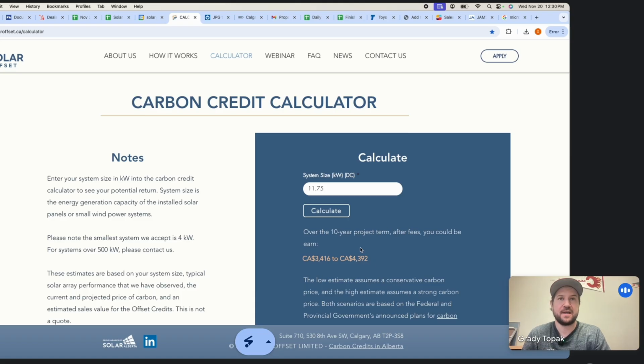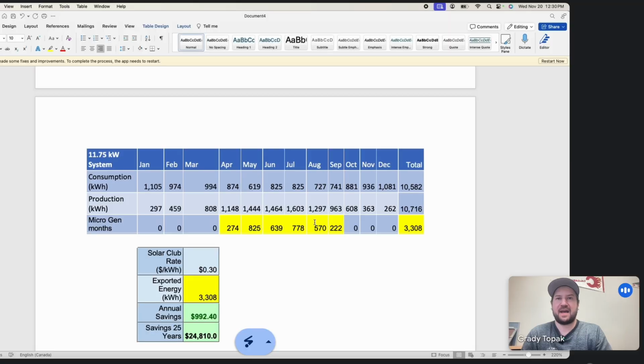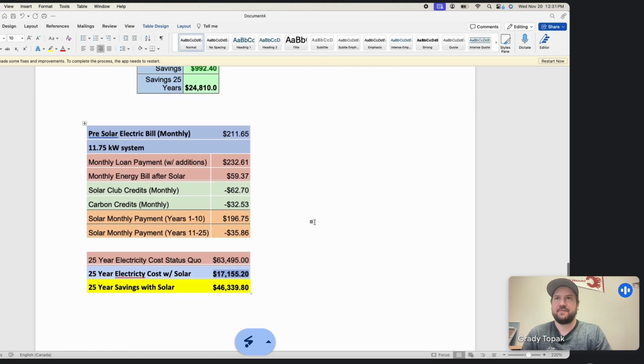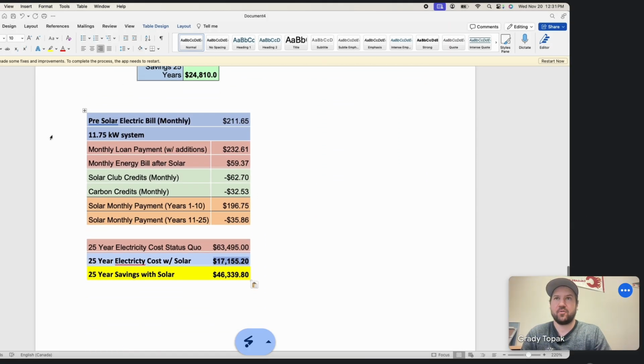This is how much they are estimating the range to be of what I'll receive for my carbon credits over a 10-year term. Now, if we come back here, you can see that I've put together this little graphic showing different bill numbers and how your savings are calculated over time.